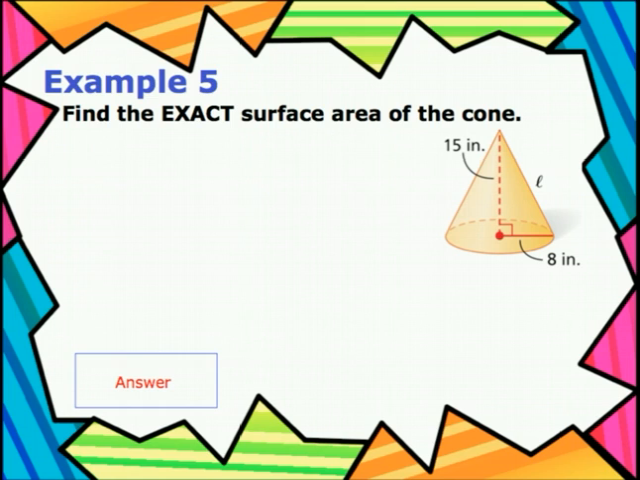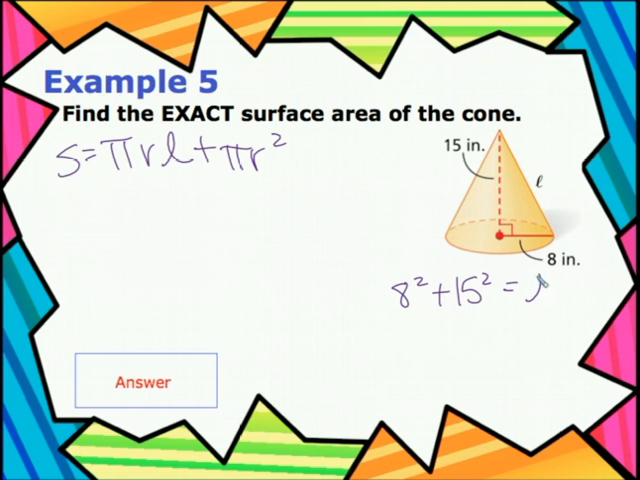All right, find the exact surface area of the cone. Now, this one is pi RL plus pi r squared. Problem is we don't know L, but the great thing is we can find it. So to get that, you'd have to do Pythagorean theorem. 8 squared plus 15 squared equals the slant height squared. So that's 64 plus 225, which is 289. So we have 289 equals L squared. Then you take the square root of both sides, and you get 17 for the slant height.